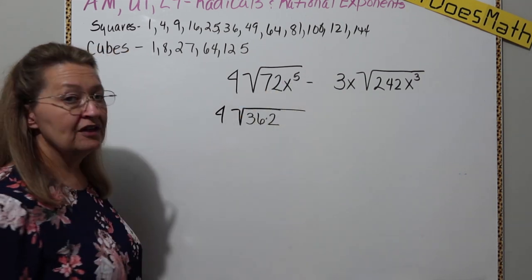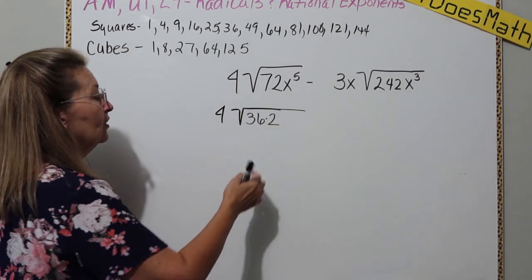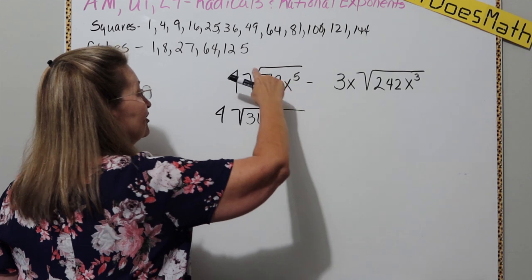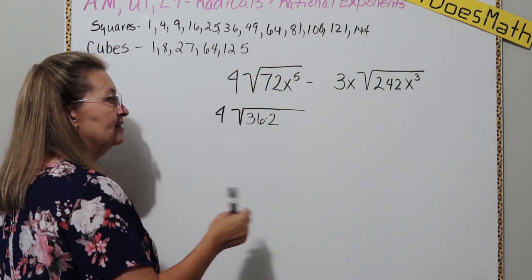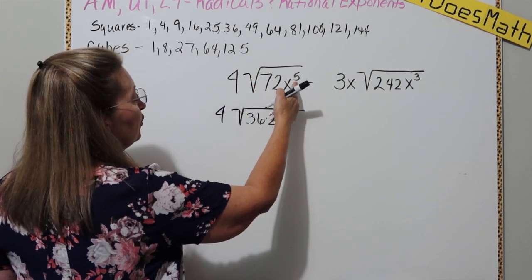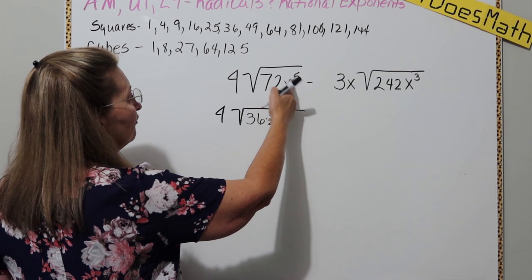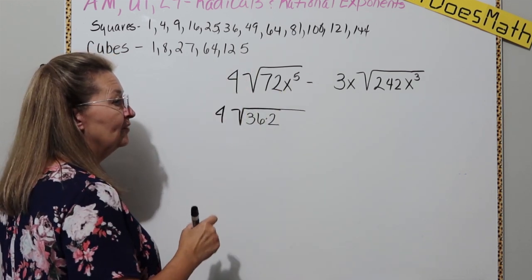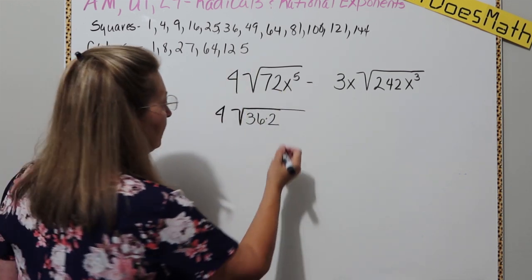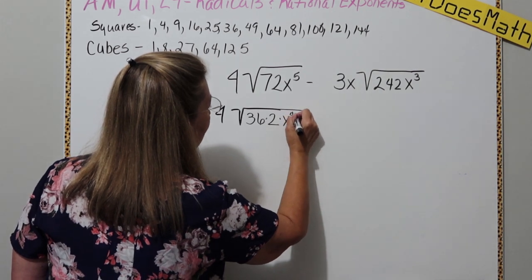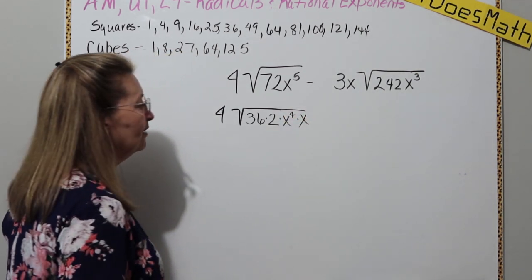Now, look at that x to the 5th. Remember what we did there. When you have an exponent that is larger than your index, you can pull it out. So what is a number less than 5, but that's a multiple of 2? How about x to the 4th? Okay, so we can break that up into x to the 4th times x.